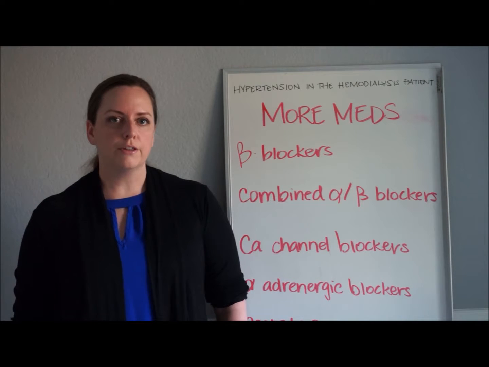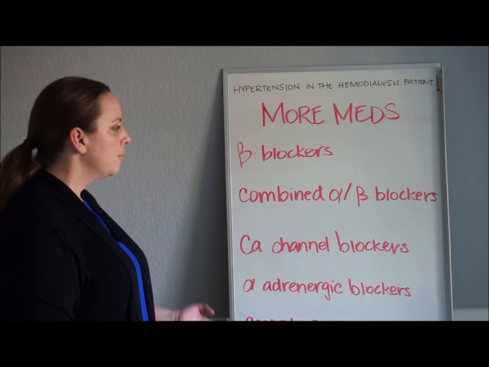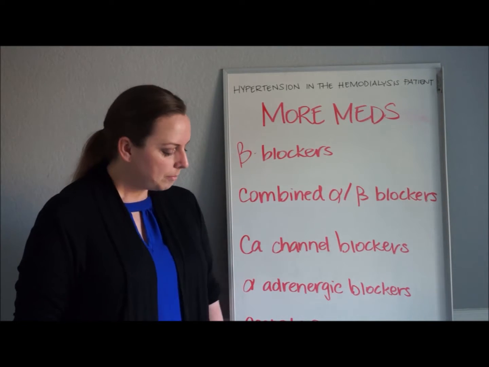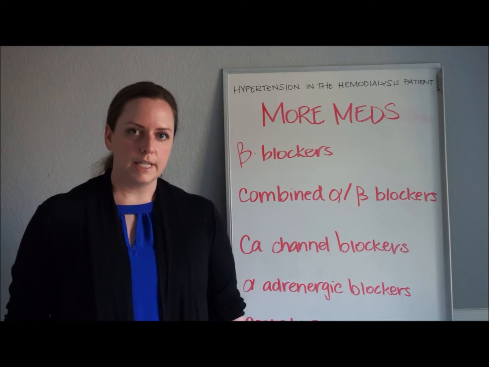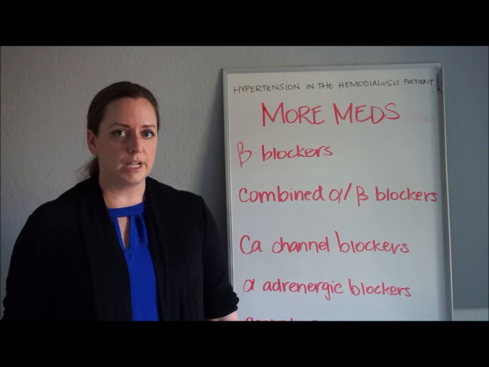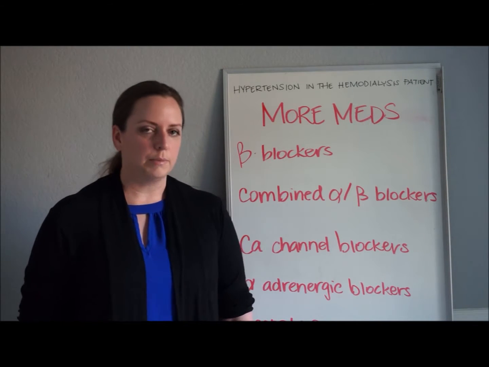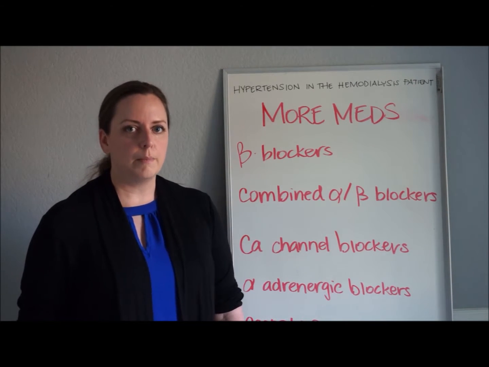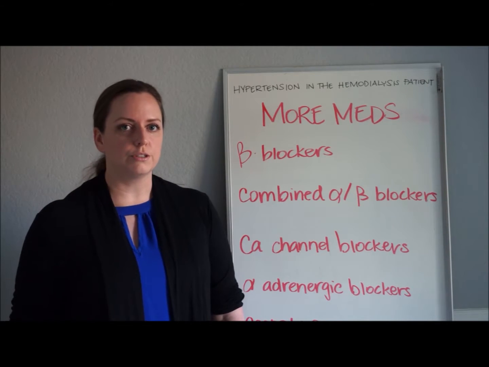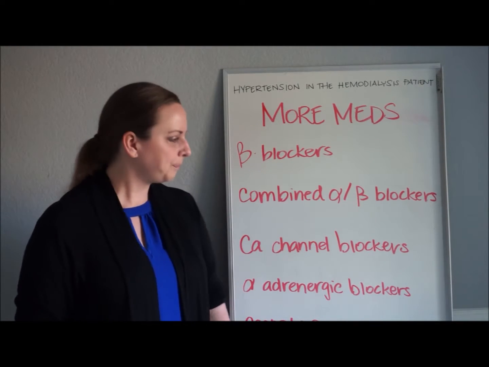So we just discussed that ACE inhibitors and ARBs are the first-line medication treatments for hypertension in hemodialysis patients. There are many other medications available, however. First are beta blockers. Beta blockers are typically recommended to be taken with an ACE inhibitor, especially in those patients that have congestive heart failure. The downside to beta blockers is that they are dialyzed and they might require supplemental additional dosing after dialysis.